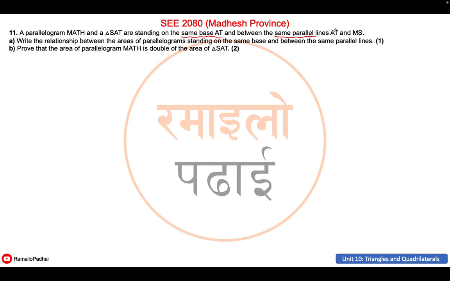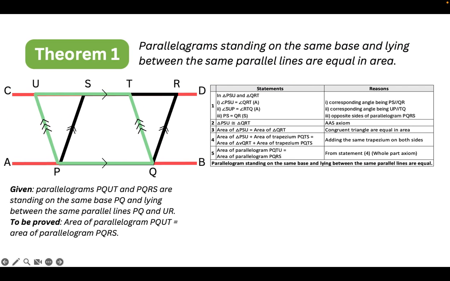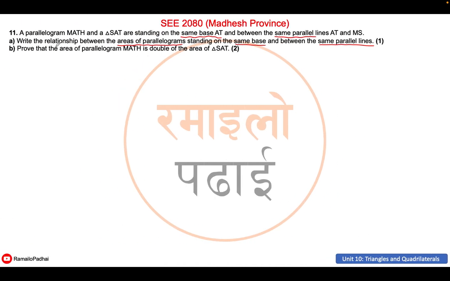Now in A, write the relationship between areas of parallelograms standing on same base and between same parallel lines. So this is about theorem 1, which says that parallelograms standing on the same base and lying between the same parallel lines are equal in area. So this is what we will write in A.